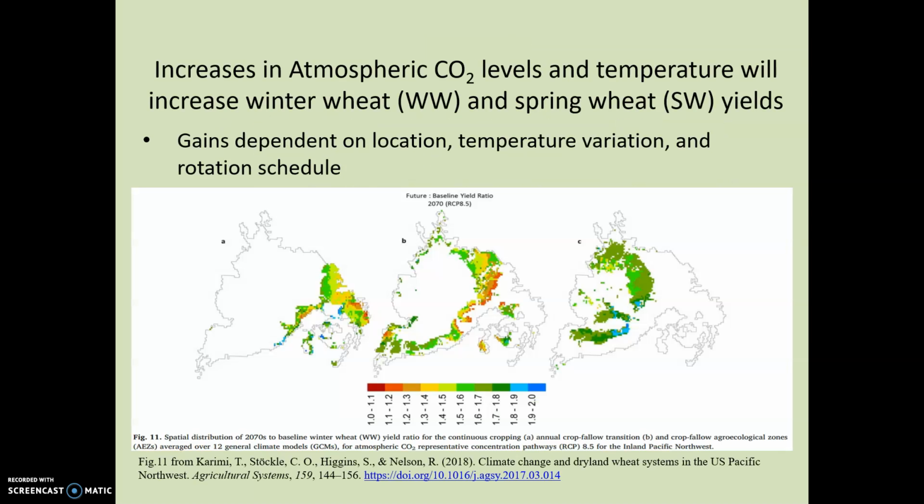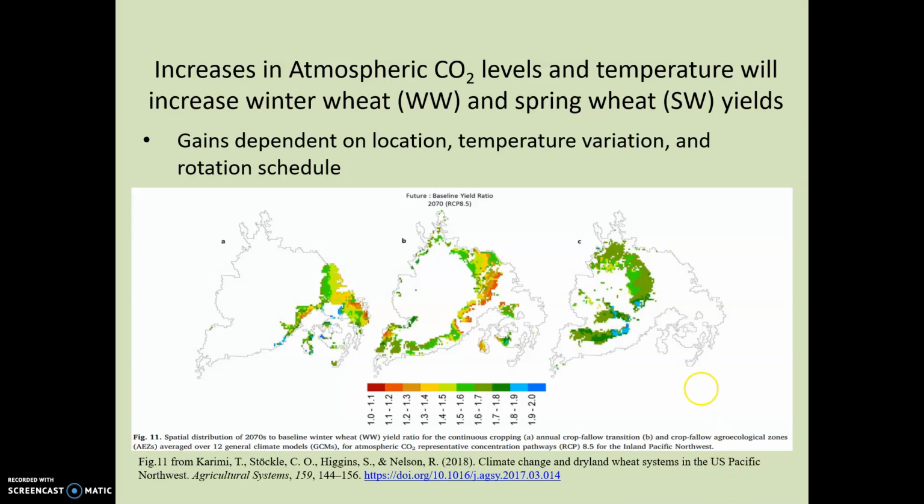The first thing I learned was that increases in atmospheric CO2 levels and temperature will increase winter wheat and spring wheat yields. Winter wheat is planted for the snow, it's a higher yielding wheat, and then they plant spring wheat after that, which is a lesser yielding wheat. So the gains are dependent on location, temperature, variation, and rotation schedule.